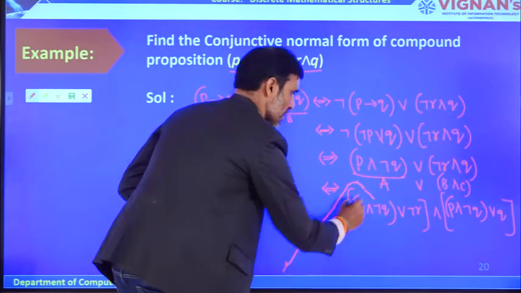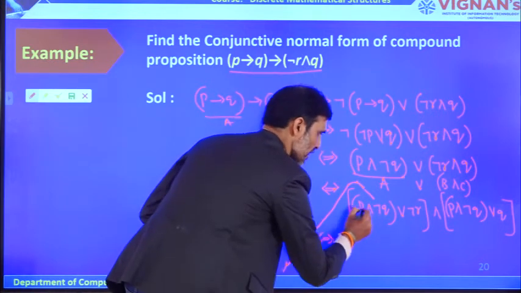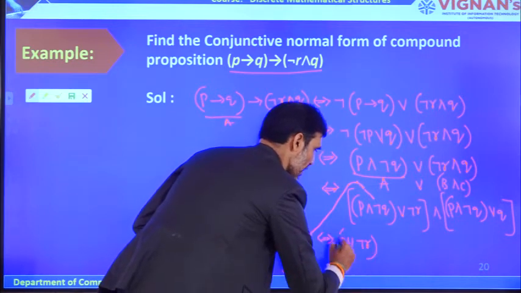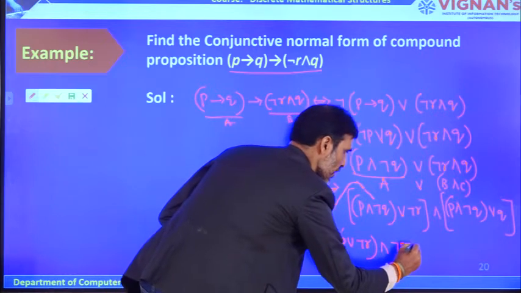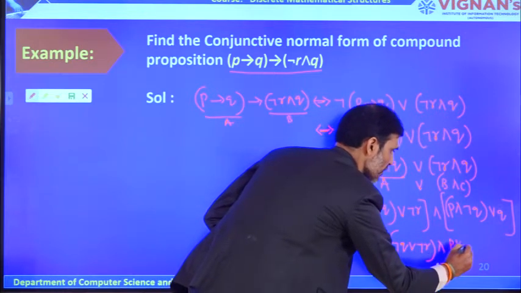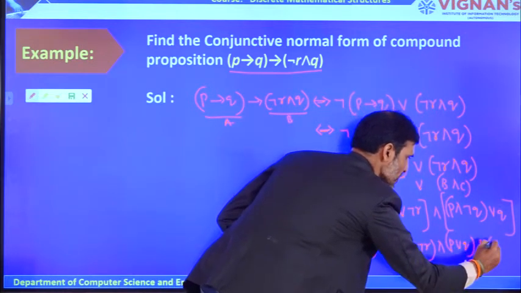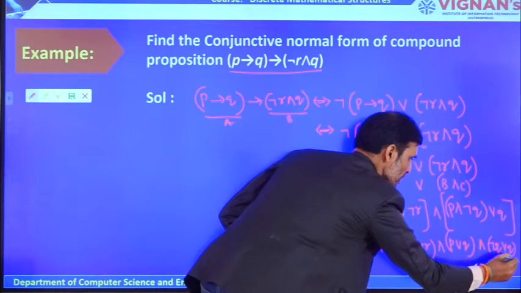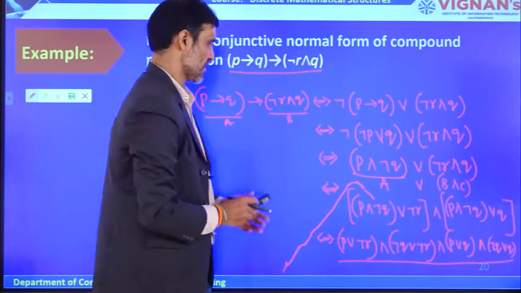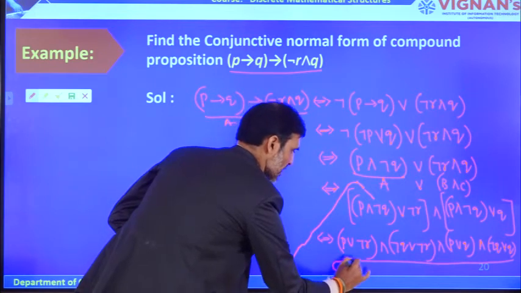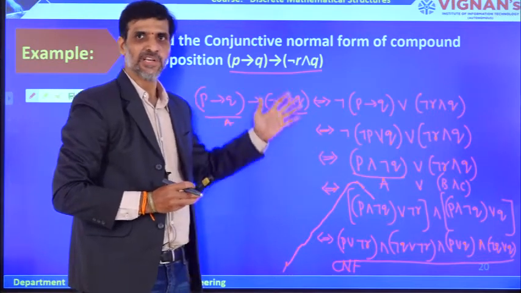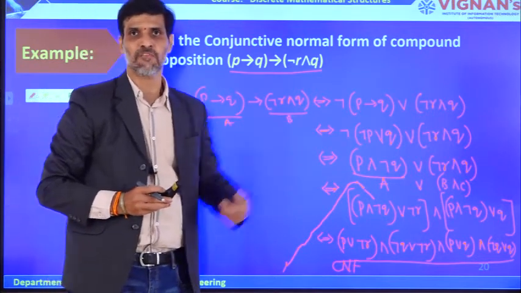You need to apply the distributive law now for this particular A and B or C. So again apply distributive law, P or R and negation Q or negation R, and what you can get here? P or Q and negation Q or Q. If you observe that, it is a conjunction of disjunctions of literals, so therefore it is in CNF. This is how we can convert the given formula into conjunctive normal form.